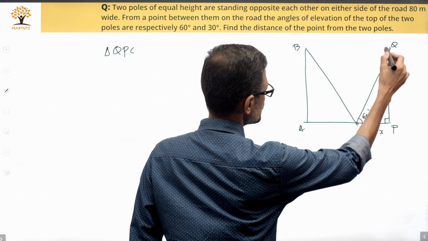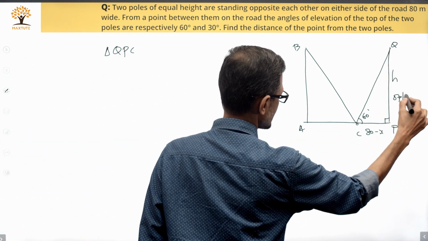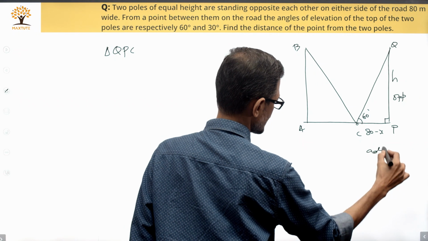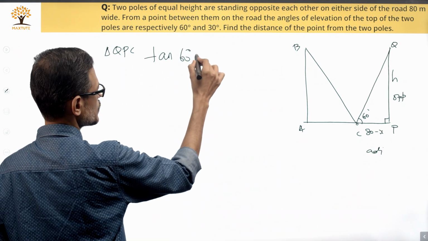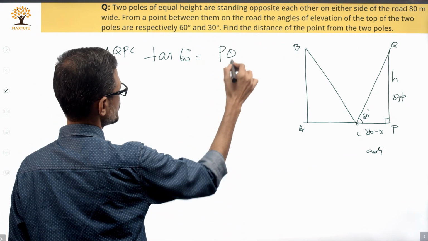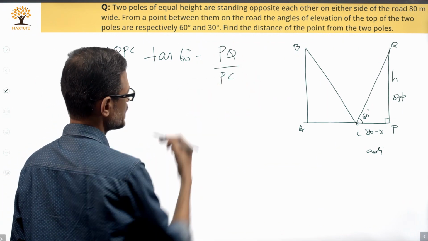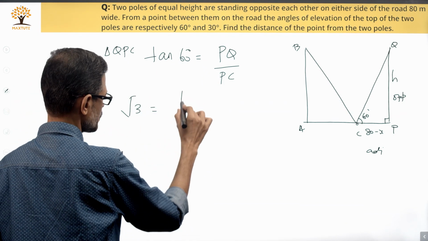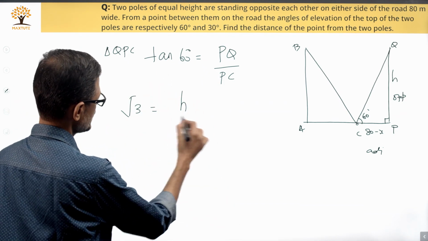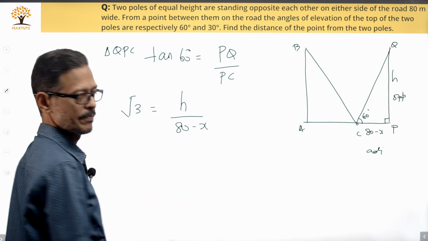To this angle, QP is equal to the opposite side and PC is equal to the adjacent side. So, we are going to still go with the same tan. Tan of 60 right now is equal to the opposite side PQ divided by the adjacent side PC. Tan 60 degrees is equal to root 3. PQ is the height of the pole, which is h, and PC is equal to 80 minus x.